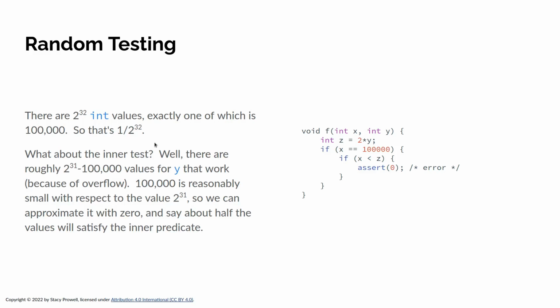What about the inner test, right? This guy. Well, there are about 2 to the 31 minus 100,000 values of y that will work because of the overflow, depending, right? Why would I say y? Because z is twice y. Right? That's why we lost one of the bits on the exponent. 100,000 is reasonably small with respect to the value 2 to the 31, right? This is a small number compared to that number. How big is this number?